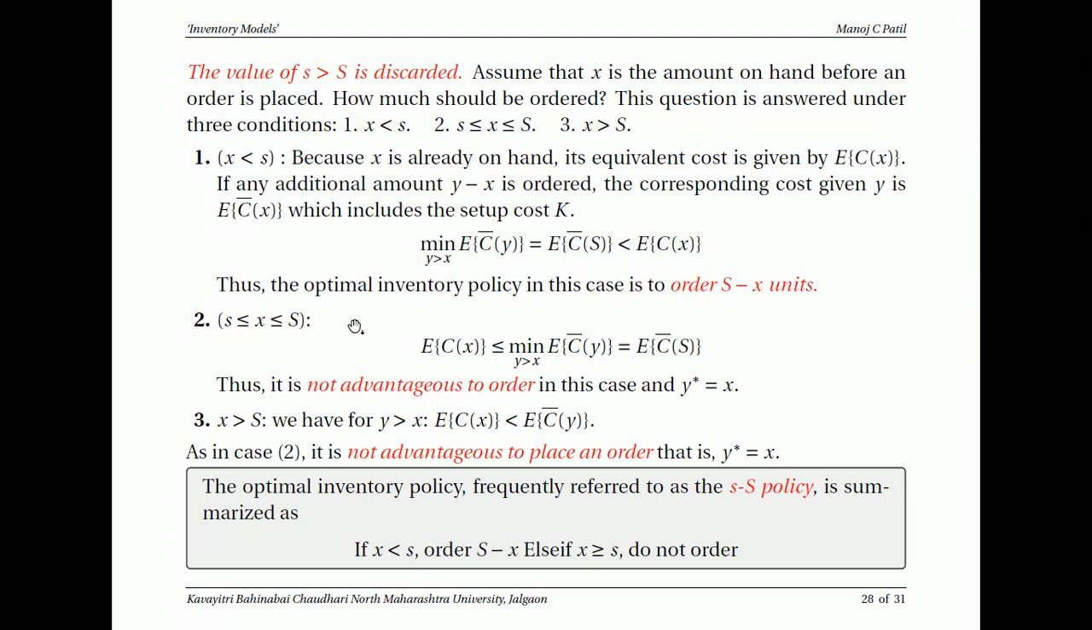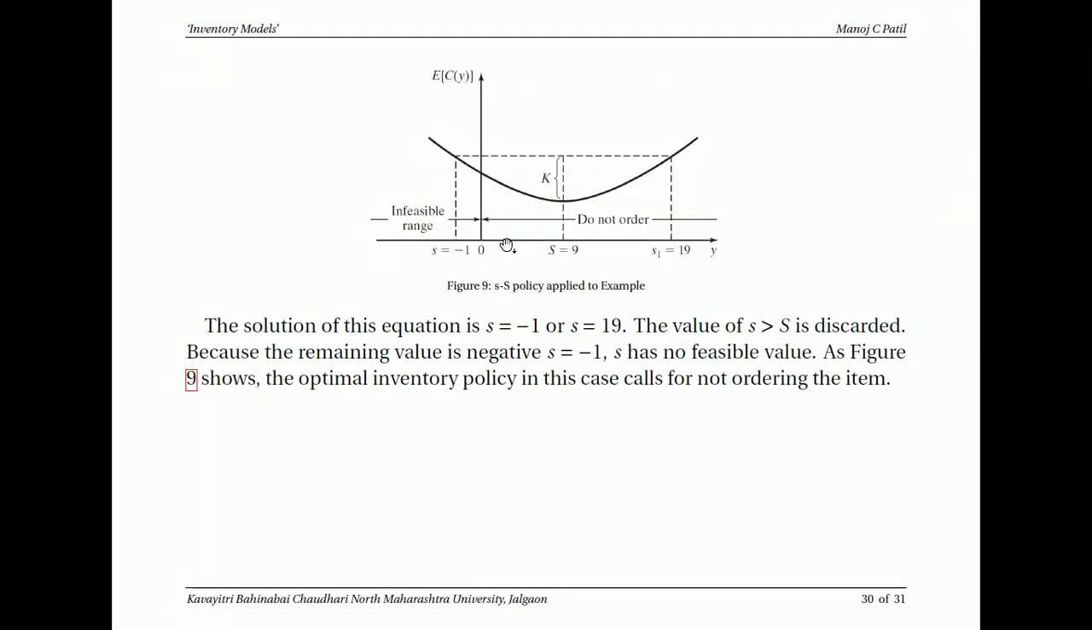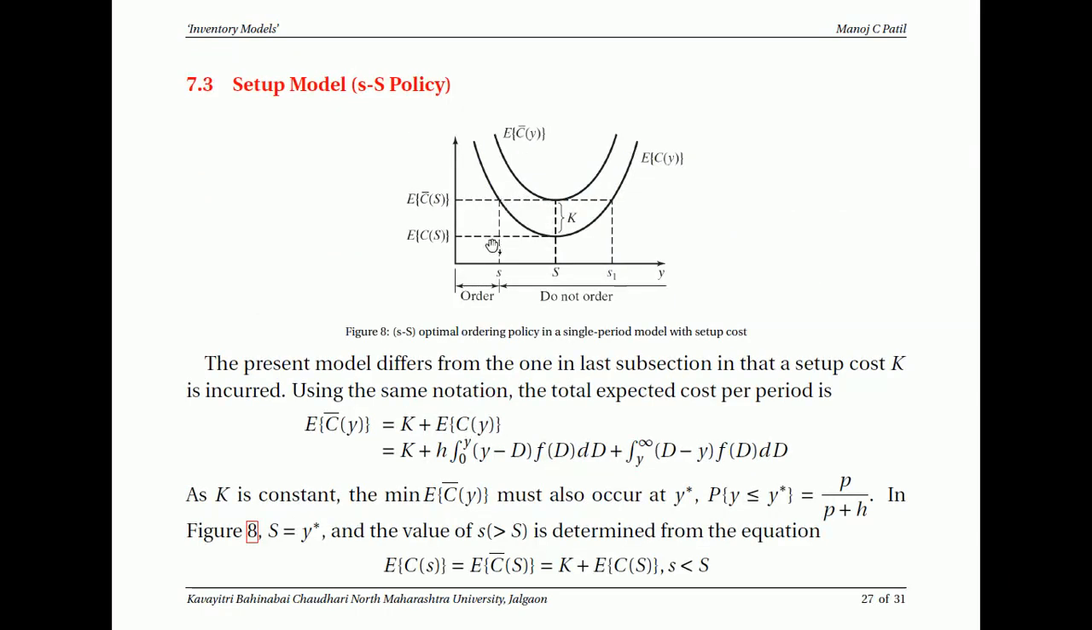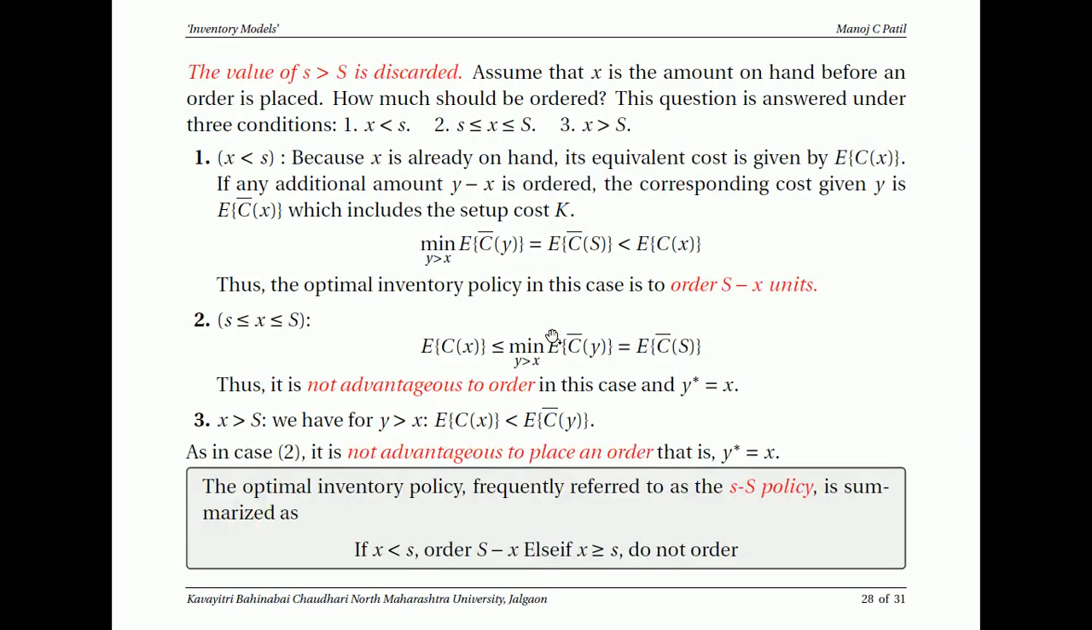If the amount on hand is in between small s and capital S, there is no need to order. From this we can observe that if and only if x is between 0 and s, we have to order capital S minus x, and in the other cases, s to capital S and capital S and above, we don't need to order any quantity. In both the second and third cases, it is not advantageous to order, so y star is equal to x.